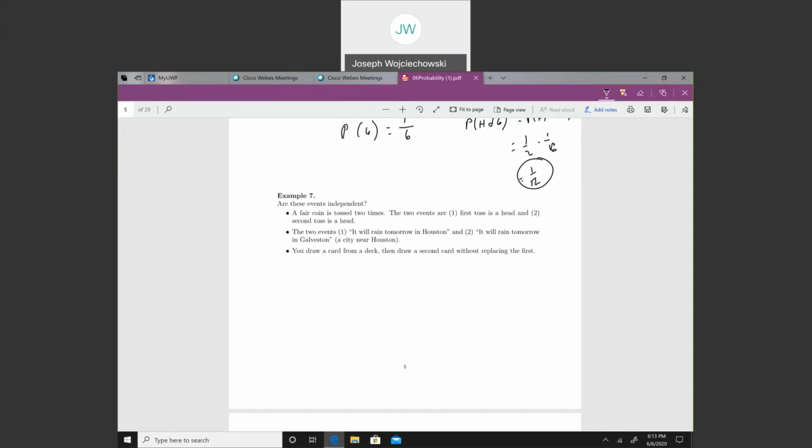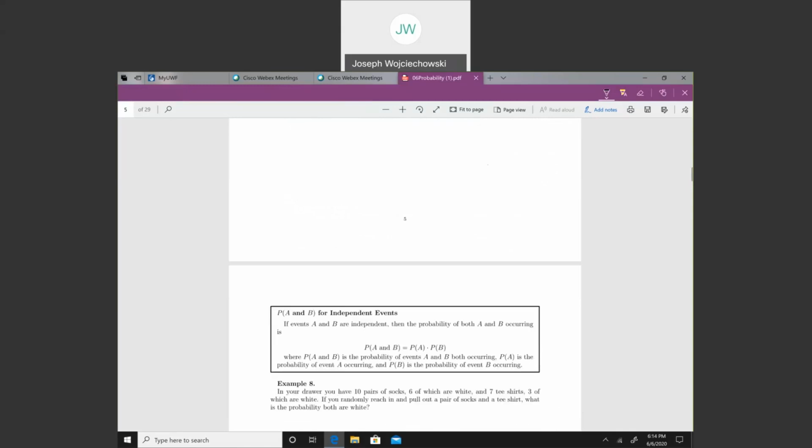Then you draw a second card. Now, what's the probability of getting a king? Well, it could be 4/51. It could be 3/51. Either way, it's going to be different based on what happened with the first card. So those are dependent events.